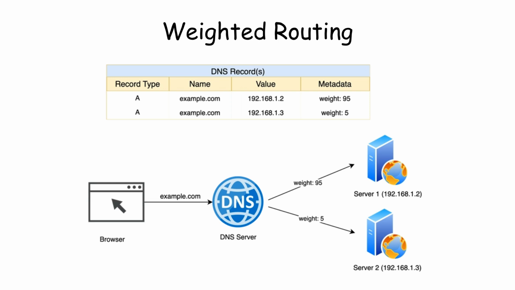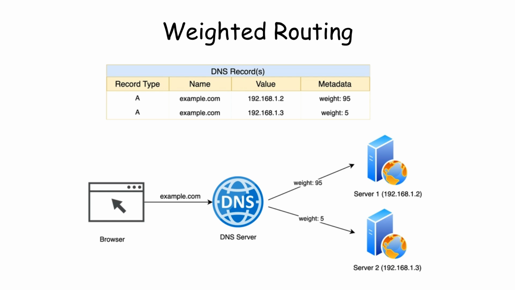Now let's look at a highly flexible strategy for fine-tuned traffic control: weighted routing. Our diagram shows exactly how this works. If you look at the DNS records, you'll see that in addition to the IP address, each record has been assigned a specific weight in its metadata.